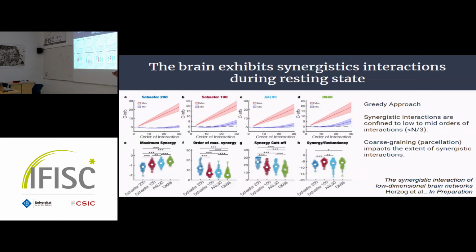So in fMRI, what we are using is brain regions, the fMRI activity of brain regions. And in the other work with EEG, we are using the information of the electrodes, not regions.